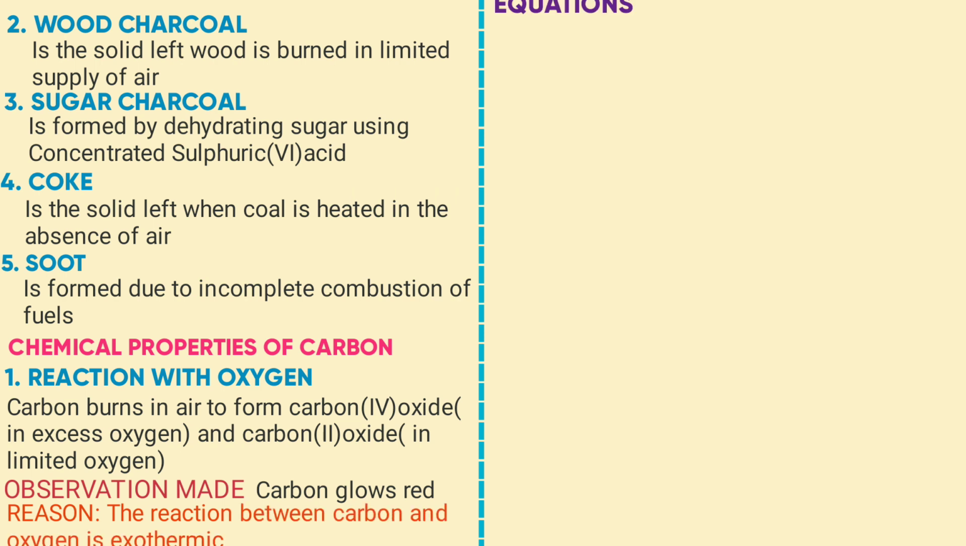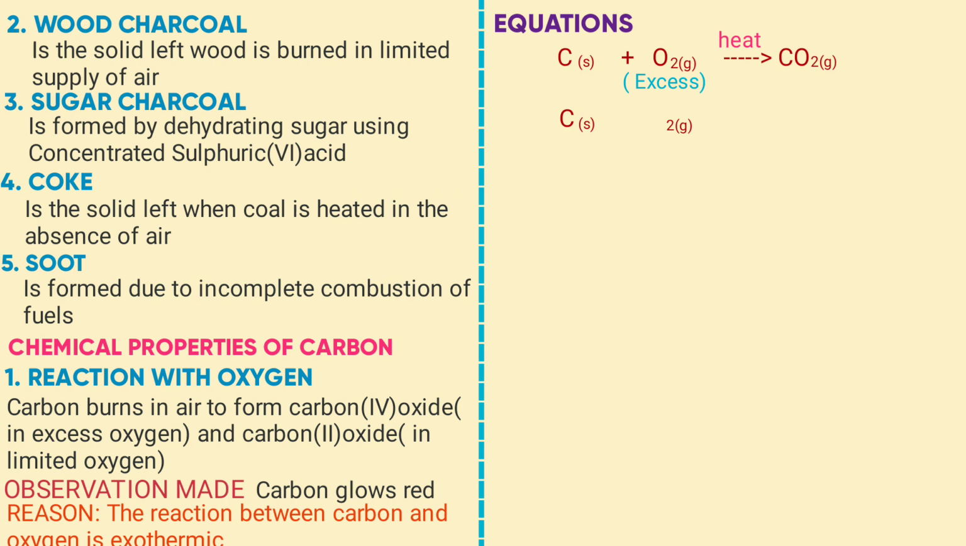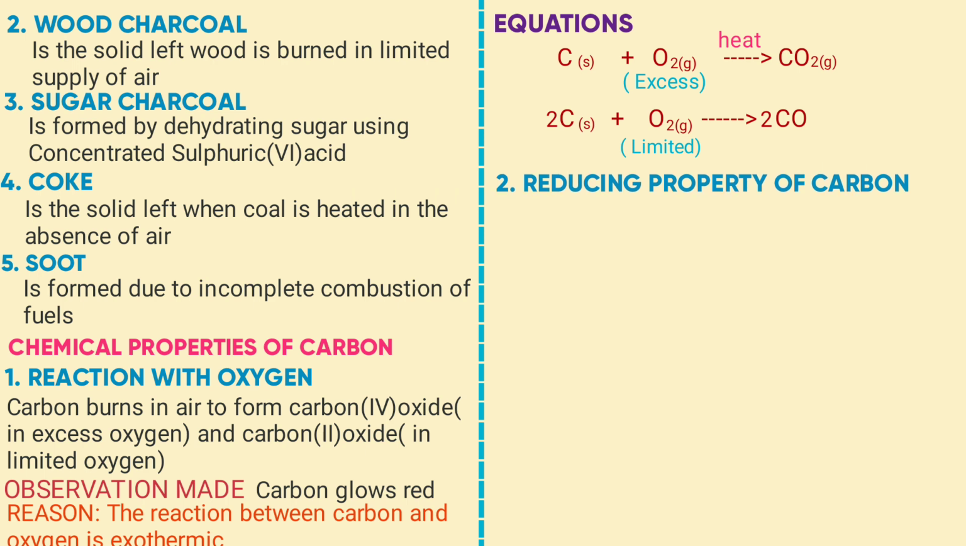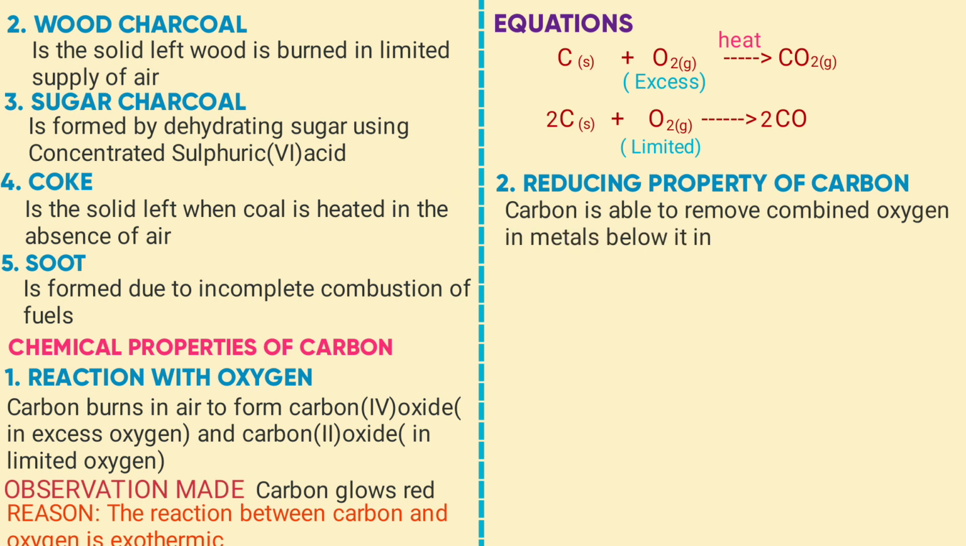Equation for the reactions: carbon plus oxygen, arrow, carbon(IV) oxide. This one you have excess oxygen. Carbon plus oxygen limited, arrow, carbon(II) oxide. Balance the equation, place 2 before carbon and 2 before carbon(II) oxide. Now 2, reducing property of carbon. Carbon is able to remove combined oxygen in metal oxides, e.g. of zinc, copper, iron and lead.